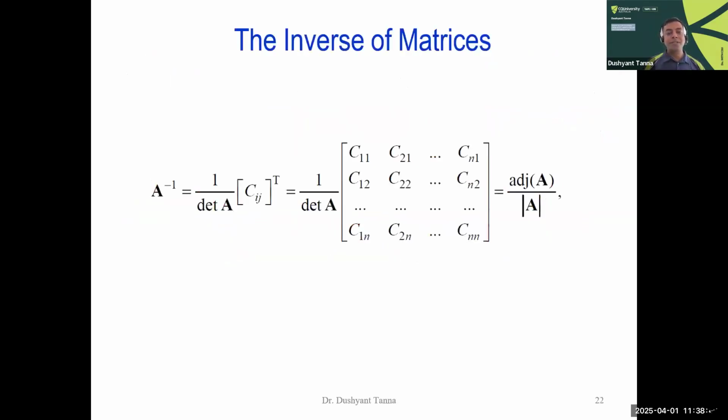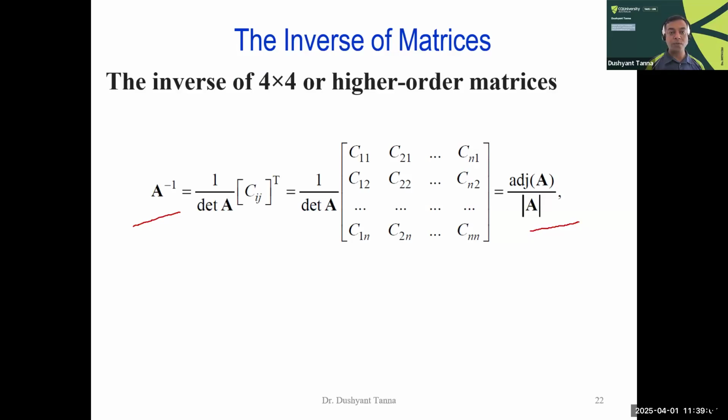This is the general formula for A inverse, which is C_ij transpose. So you find the transpose of the cofactor matrix and divide by the determinant. And that's your adjoint A over determinant A. Cool. By the way, that was for 3 by 3, sorry, and the method is the same for 4 by 4 or any higher.